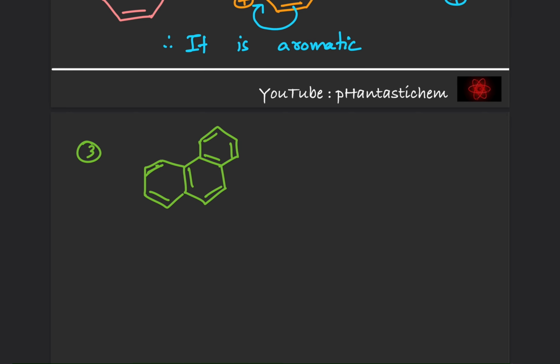So the name of this guy is phenanthrene. You can see there are 3 fused benzene rings in an angular or non-linear arrangement: 1, 2, 3. So this is known as phenanthrene. First thing is, it is planar.